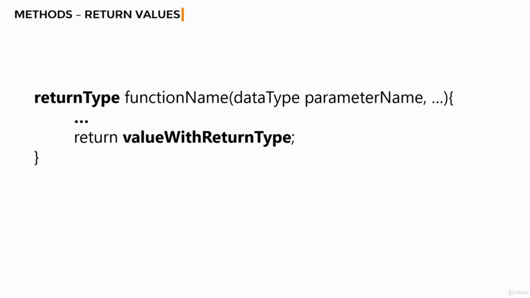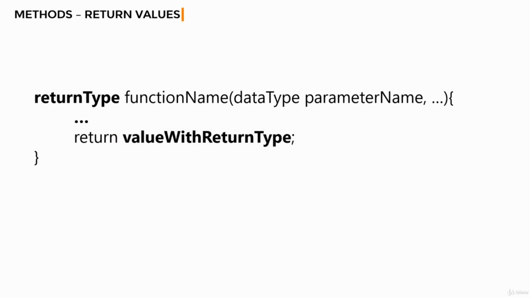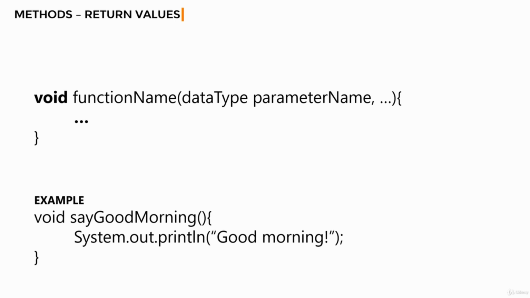Moving on to return values. When you use a function to return a value, the return type must match the data type of the value that is returned. That data type can be anything, a primitive or an object. When your function doesn't return a value, the function must use void instead of a return type. Additionally, there is no return statement in the function, like in the case of the say good morning function.